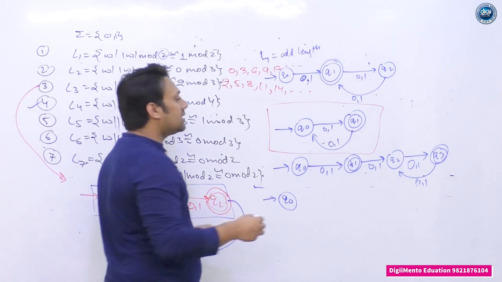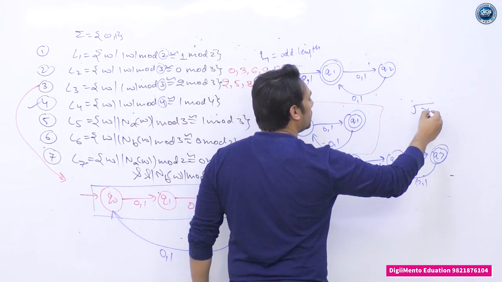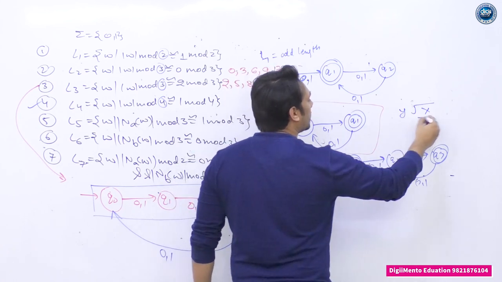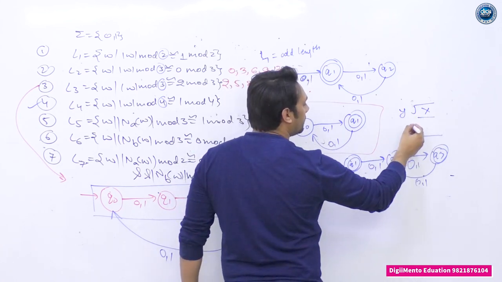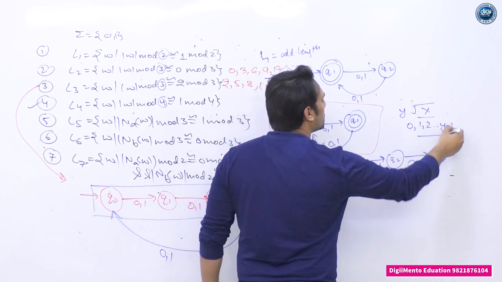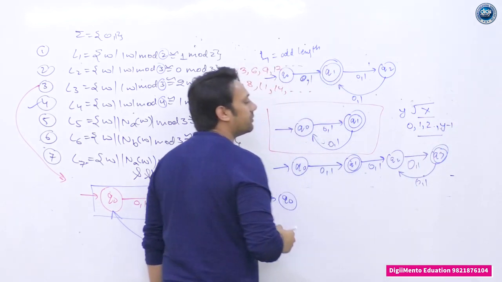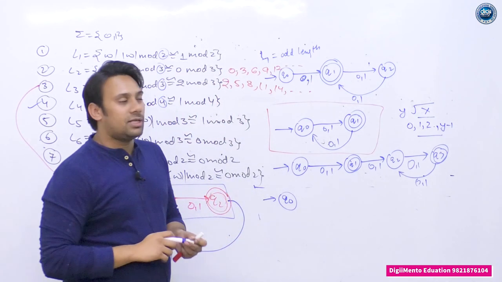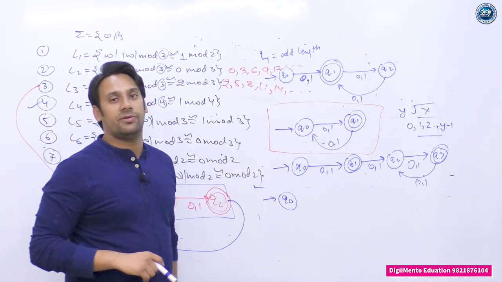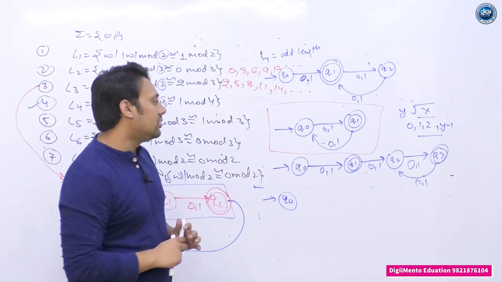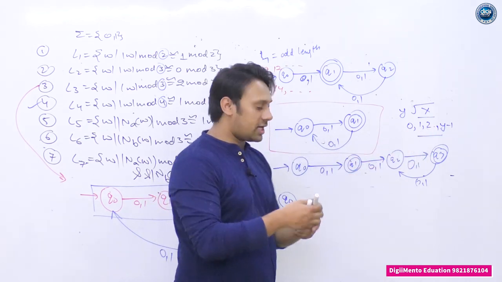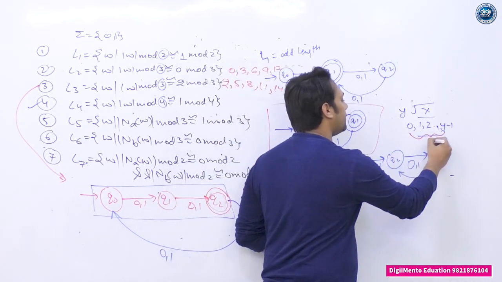Because every state is representing a remainder. If you divide a number x by a number y, what are the possible remainders? The possible remainder can be 0, 1, 2, and so on, up to y minus 1. So if you divide any number by y, you can have remainders from 0 to y minus 1. These are a total of y remainders.